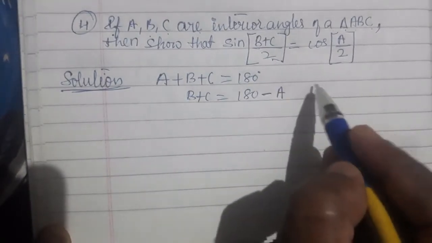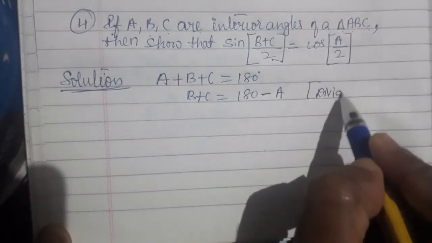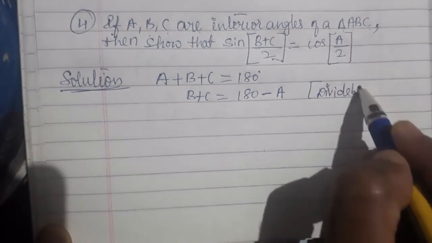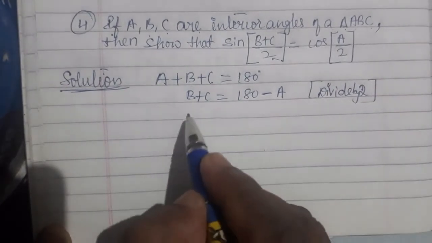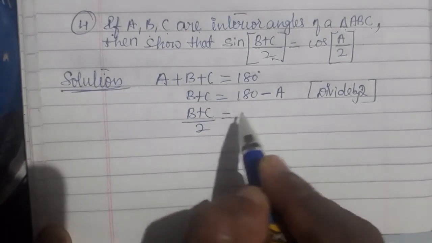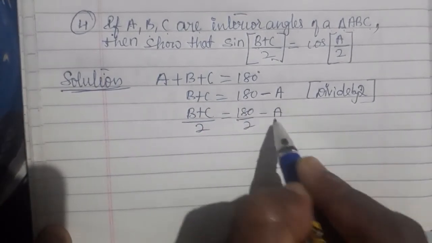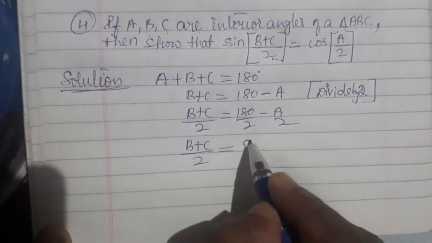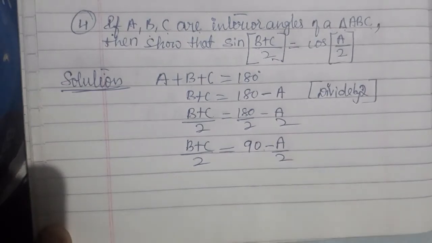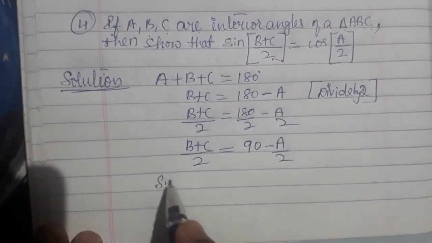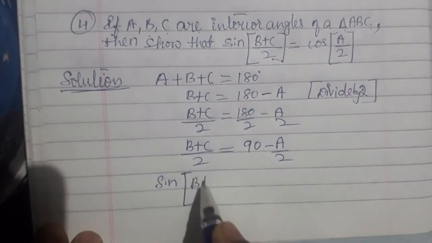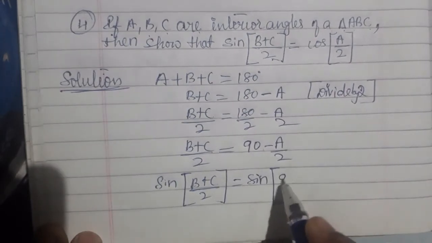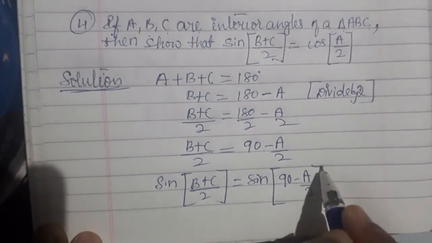Because we want 2 in the denominator, divide the entire equation by 2. Then this will become (B plus C) by 2 equals 180 by 2 minus A by 2. (B plus C) by 2 is equal to 90 minus A by 2. Now definitely I can write like this: sine (B plus C) by 2 is equal to sine (90 minus A by 2).